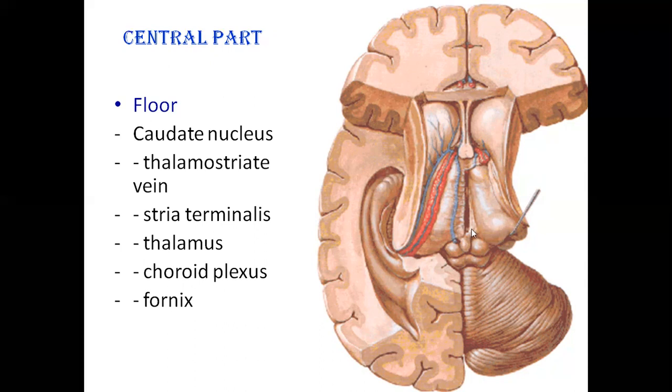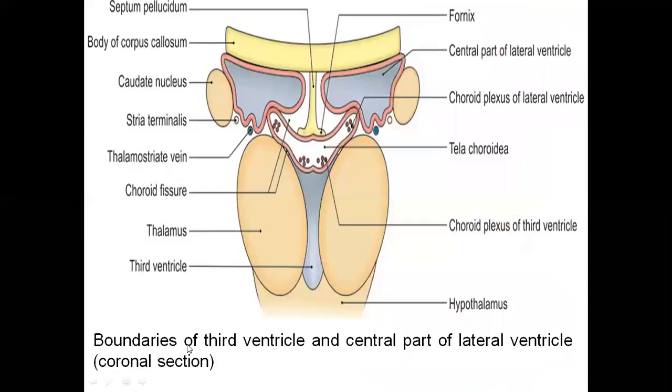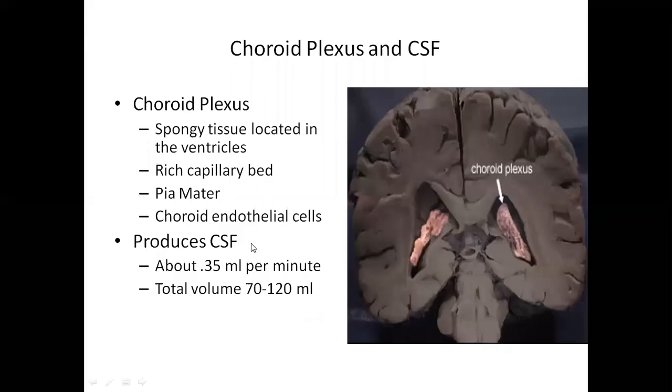Then we have this area is thalamus. This network of capillaries is choroid plexus, and this whole thing is actually fornix. And there is a trigone which is actually called collateral trigone. So the boundaries of this is of course third ventricle. Now this is the picture you are supposed to draw for the central part of lateral ventricle. Roof, corpus callosum, medially septum pellucidum and fornix. In the floor, we have the thalamus, thalamostriate vein, stria terminalis, and caudate nucleus. This much you try to remember.